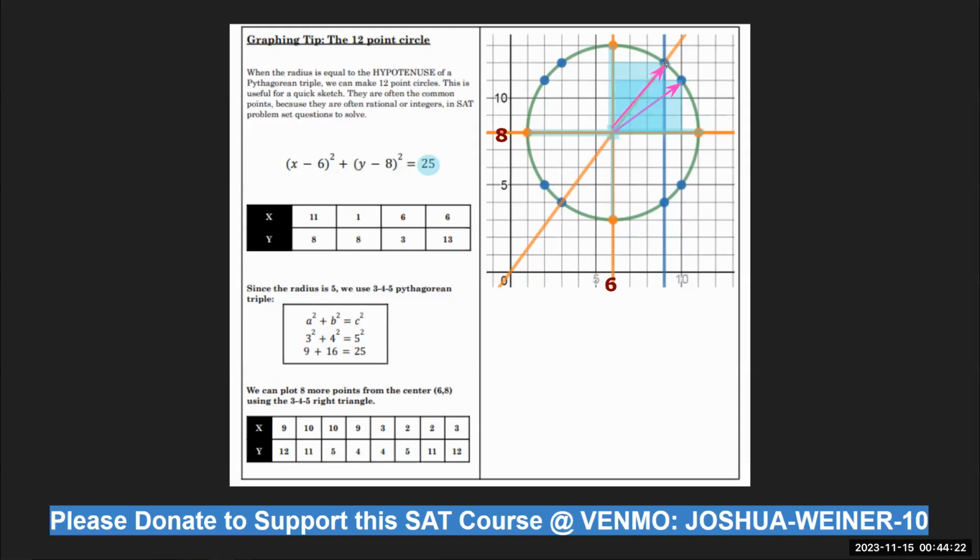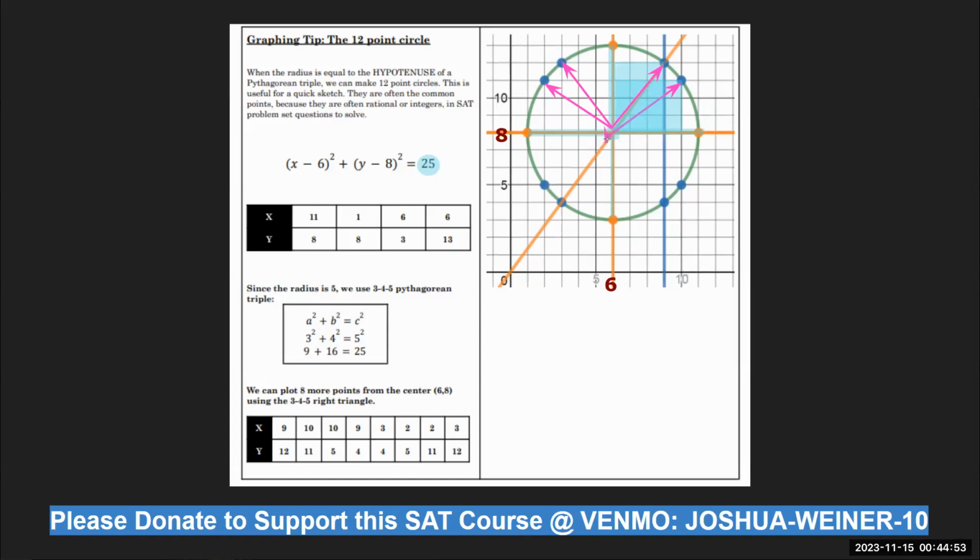So that's another point that's on the circle because it's 3 from the center, and up 4. We can repeat this process with the 3, 4, 5 right triangle. Go 3 to the left and then up 4. There's a point on the circle. Or you can go 4 to the left and up 3. That point has to be on the circle because that's a 3, 4, 5 right triangle. And then there's 2 more points in quadrant 1. But in terms of the quadrants of the circle, that's 2 more points in quadrant 2.